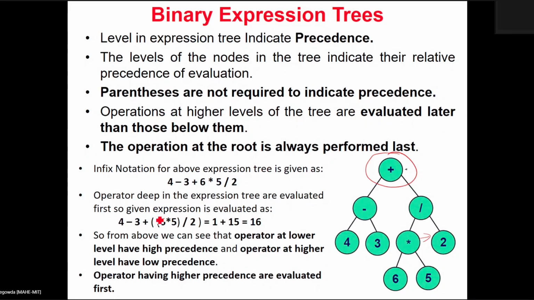So the expression will be evaluated as follows. If you look at this tree here, the multiplication is the operator which is deeper in the tree. This will be evaluated first, and that's why it is parenthesized here. Okay. So now 6 into 5 will be evaluated.